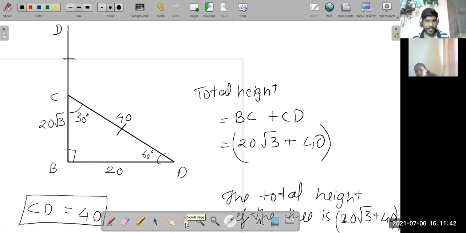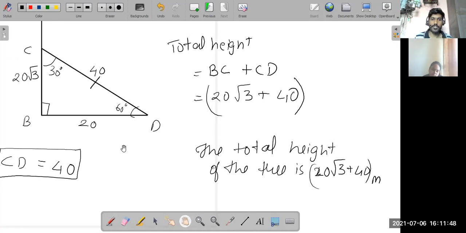So you can cancel whatever you did after CD and just write this part. This is the last part. Total height of the tree is BC plus CD, that is 20 root 3 plus 40, and hence you can say the total height of the tree is 20 root 3 plus 40 meters. So what is written is only that, right? BC plus CD.